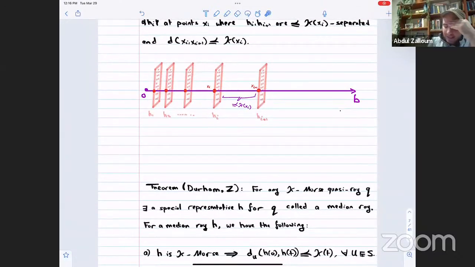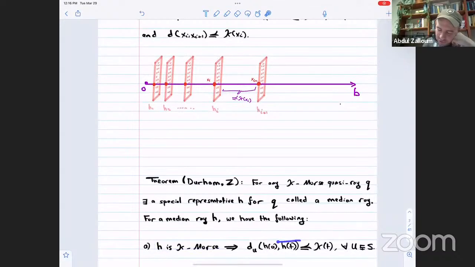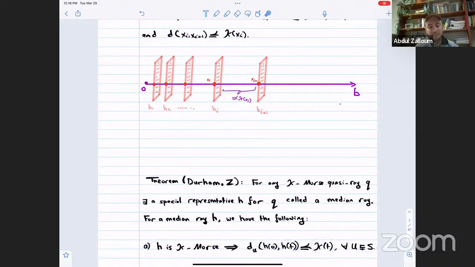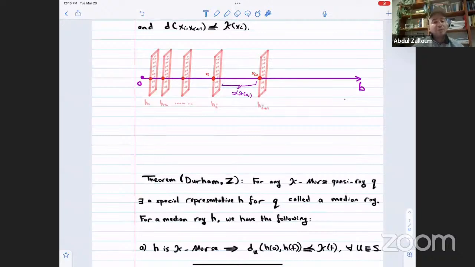The first statement says that if you know that this H is kappa Morse, then the projection to each hyperbolic space has to be coarsely bounded above by kappa for every non-maximal domain. Let's think about this for a second. The index set comes with a partial order, and there is a unique maximal element, right? This statement says, if H is kappa Morse, then the distance between the projection of H of 0 and H of t is bounded above by kappa of t in every domain U except for the top level one. That's what the statement is saying.